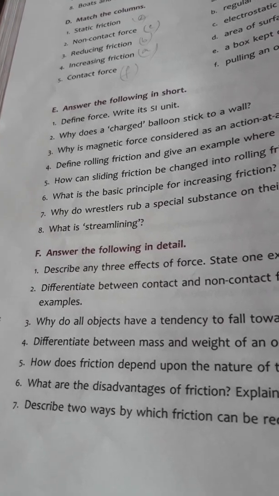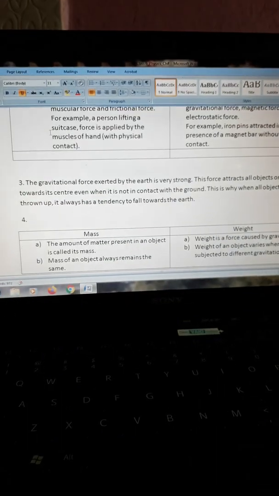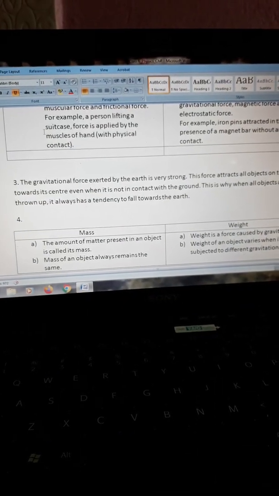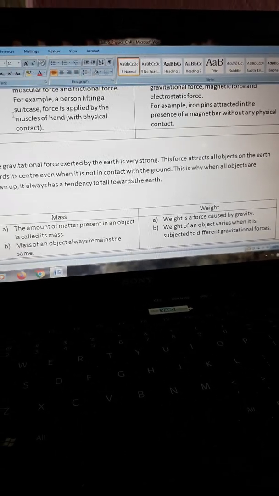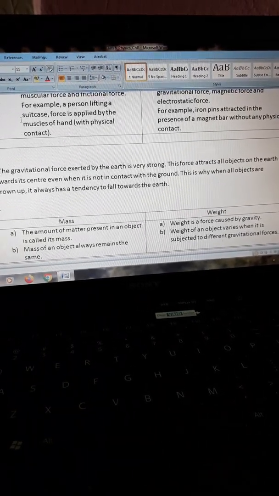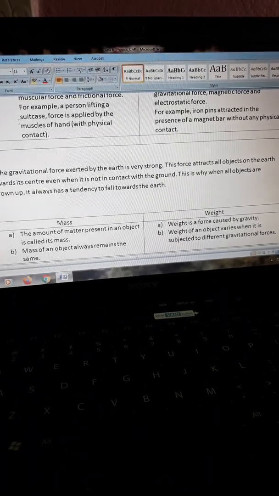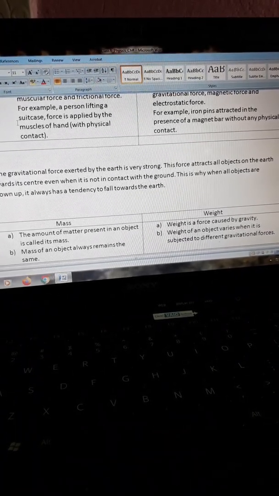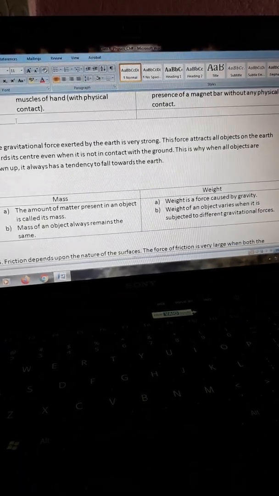Next, question number 4: differentiate between mass and weight of an object. Mass is the amount of matter present in an object, and weight is the force caused by gravity. The mass of an object always remains the same, but the weight of an object varies when it is subjected to different gravitational forces.